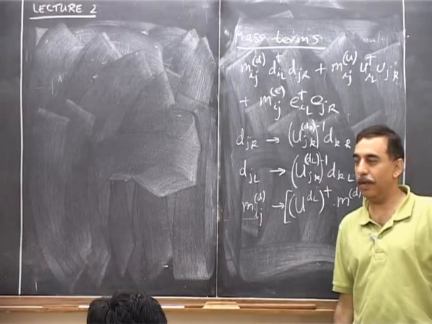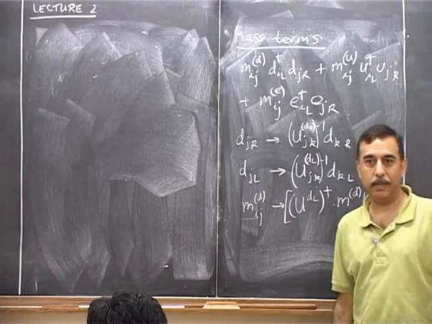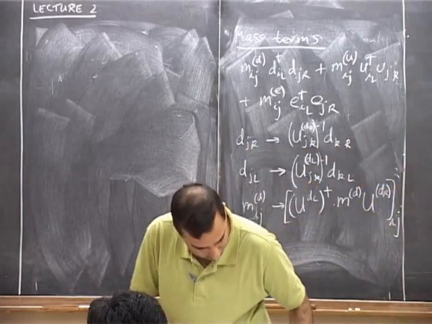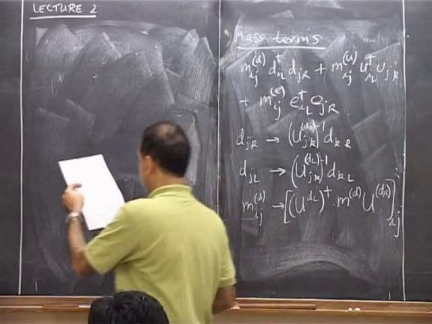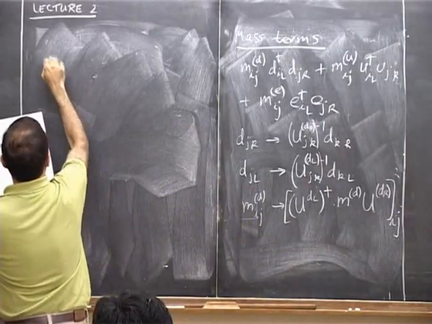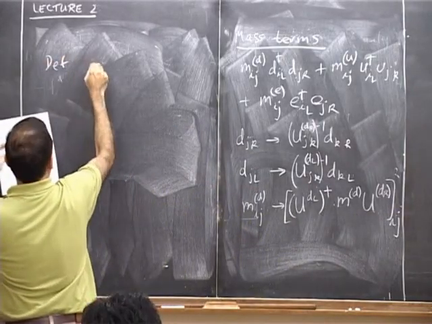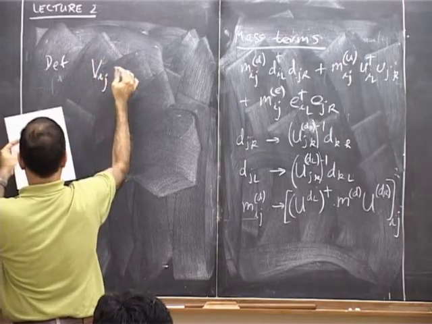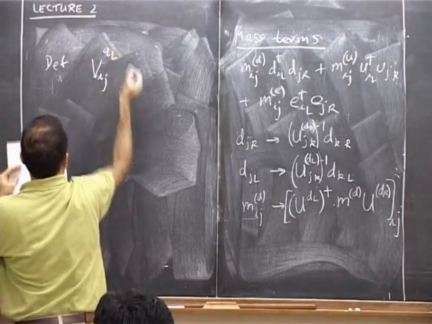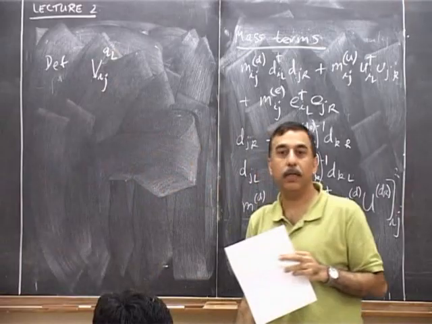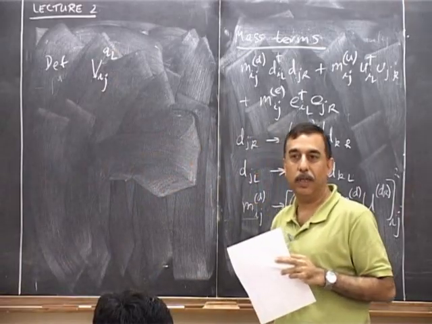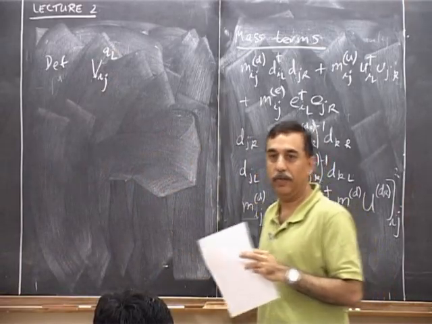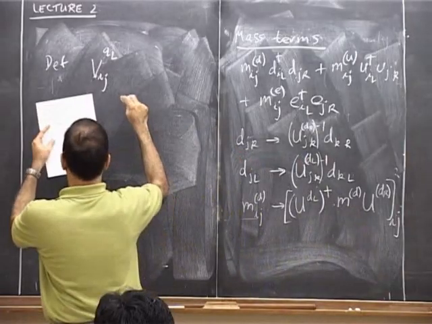It's called the Cabibbo-Kobayashi-Maskawa matrix, or CKM matrix. So let's write its definition. Define Vij, a 3x3 matrix associated to the left-handed quarks. There will be another one associated to the left-handed leptons, the electron and neutrino.